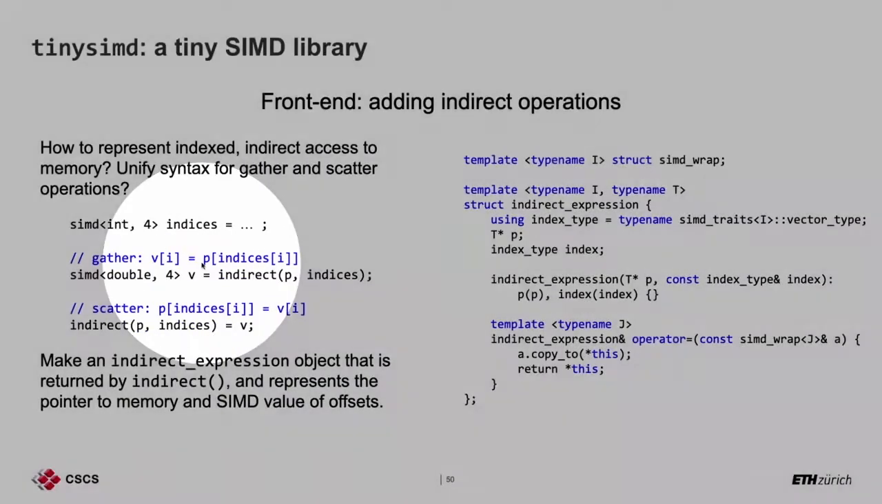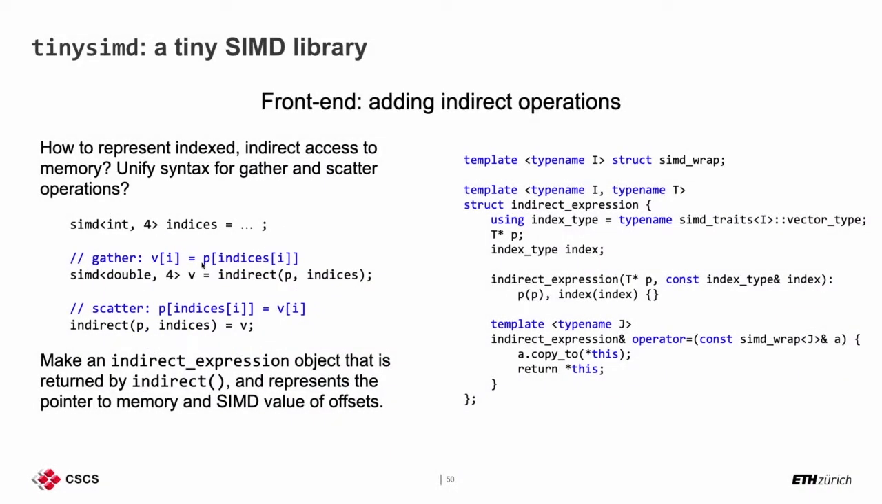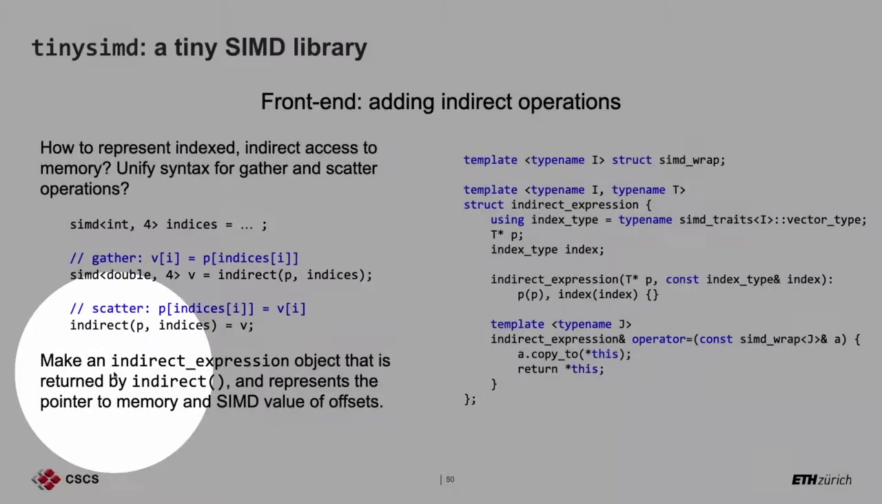Here, for example, we have a gather operation. I want to say let V be the SIMD vector type that corresponds to the values in memory starting from P using indices, whatever indices might be. And if I just swap the left and the right-hand side, now I've got a scatter operation.